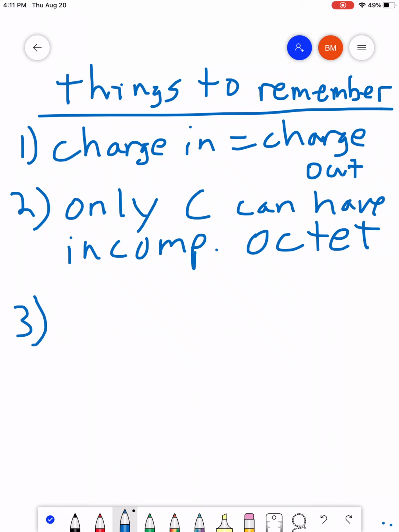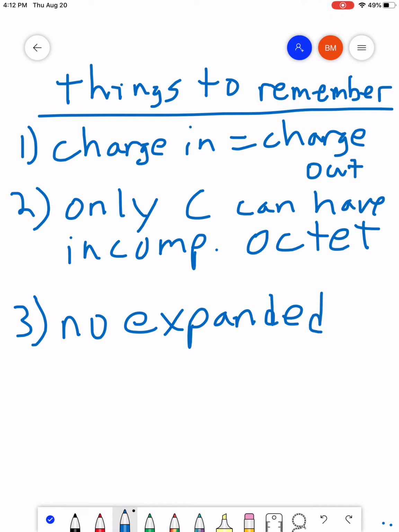Also, no expanded octets. None of the atoms that we're working with, carbon, oxygen, nitrogen, hydrogen, or halogens, are capable of going more than 8 electrons in their outer shell, so make sure they follow the octet rules. And also, there's one more, and this relates to a concept I haven't mentioned yet, but I'm going to go ahead and write it.